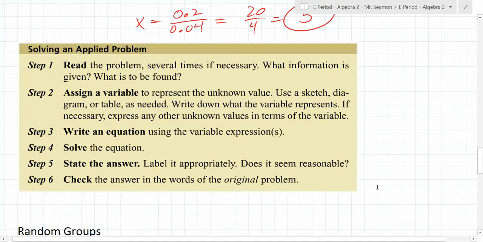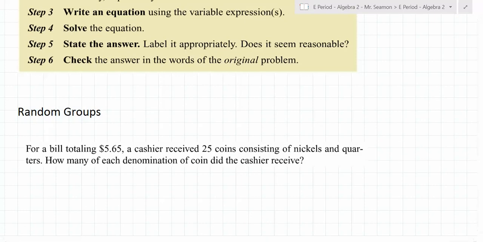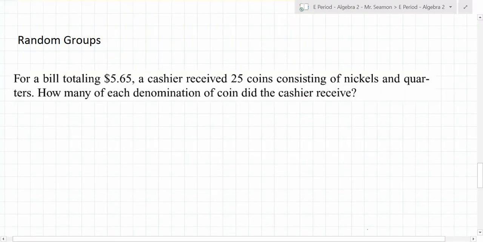So read the problem. This is from yesterday. Assign a variable to represent what you're trying to discover. Write an equation. Solve the equation. State the answer, and then check your answer. So I would like you to work on this one problem. You did this. I saw a lot of really good work.